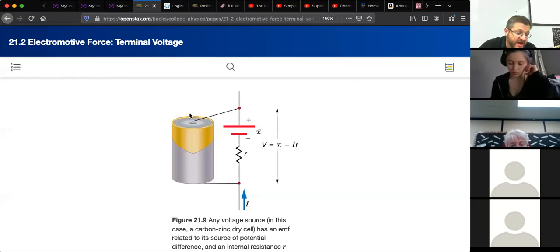It actually has a high potential on the positive side and a low potential on the negative side. And that means the electrons actually want to go from high to low, which means the current is going from low to high.